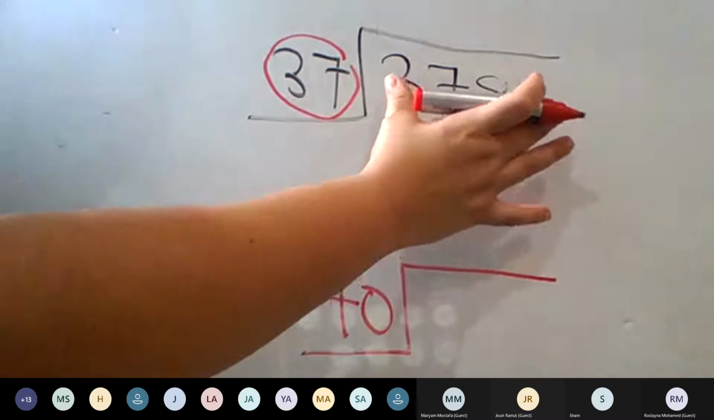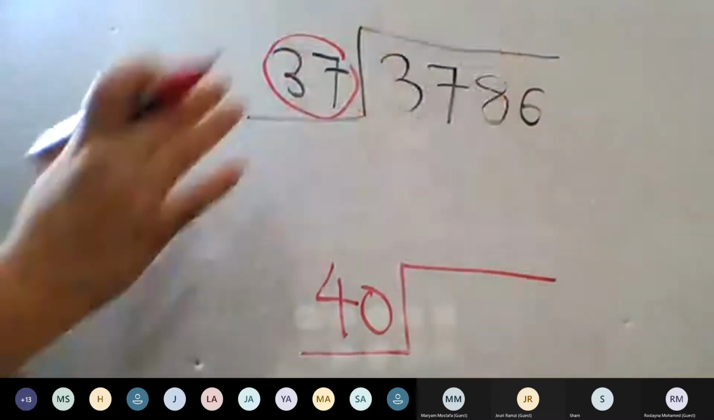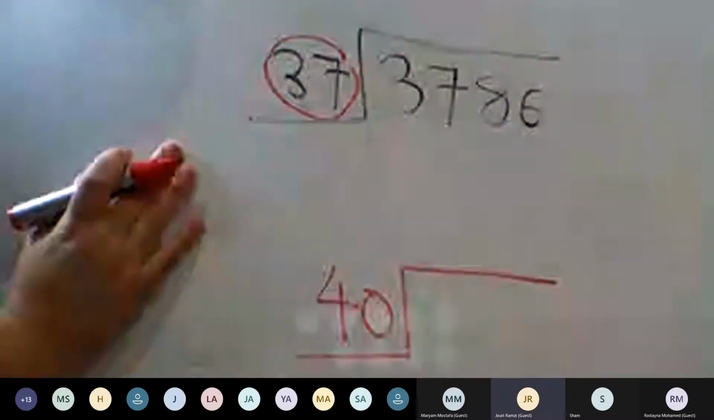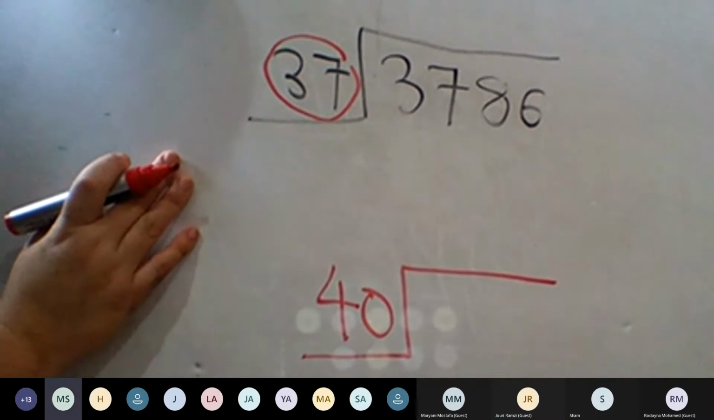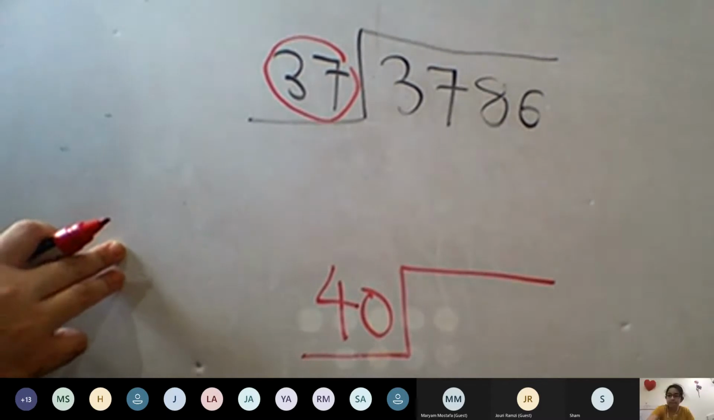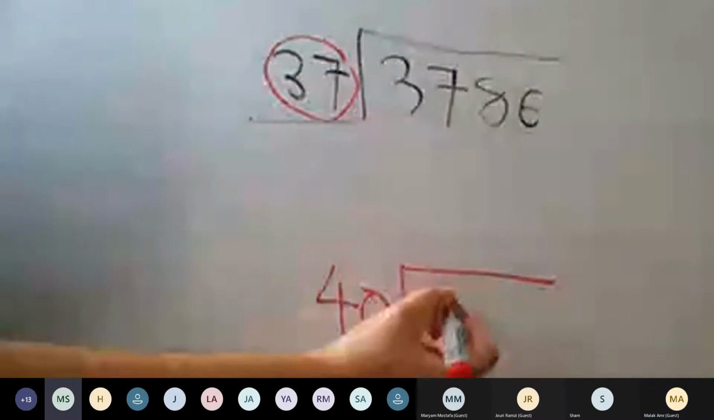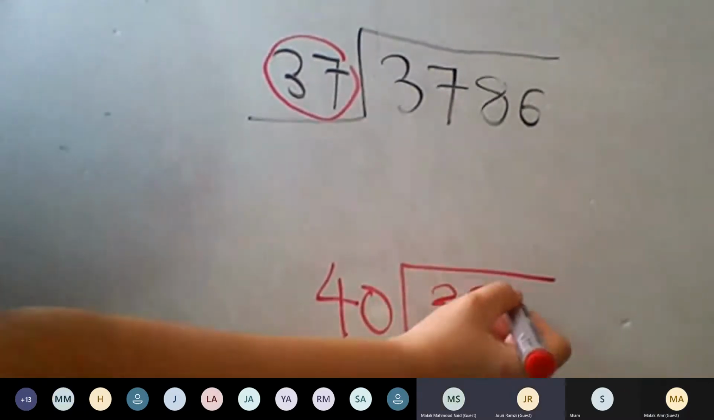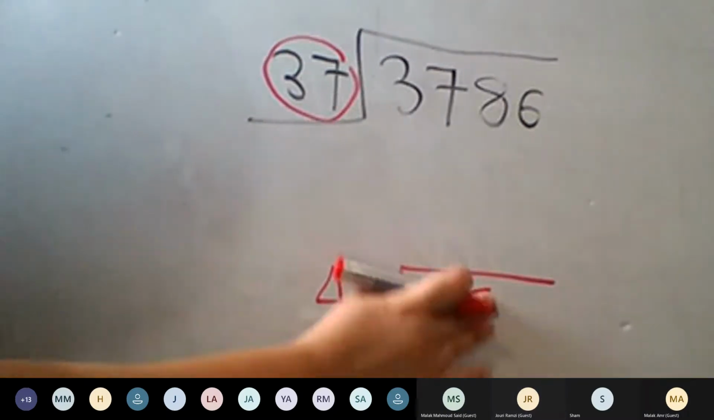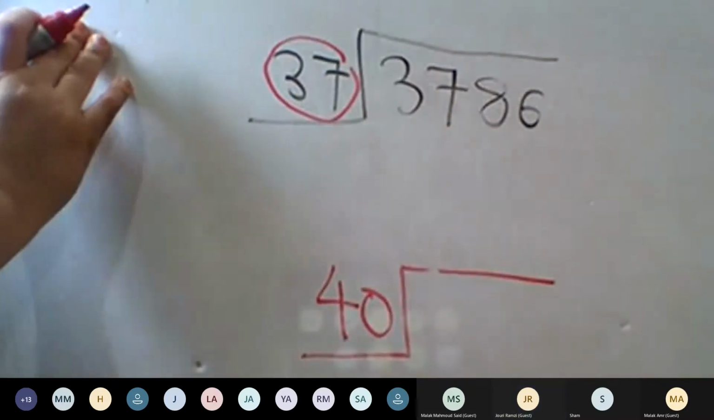3,786. I now want to search for a number that can be divided by 40 and is near to 3,786. Who can tell me? Judy: 4,000. Malak: 3,500. Another student: What about 3,700? 3,800? What about 4,000? Can it work?